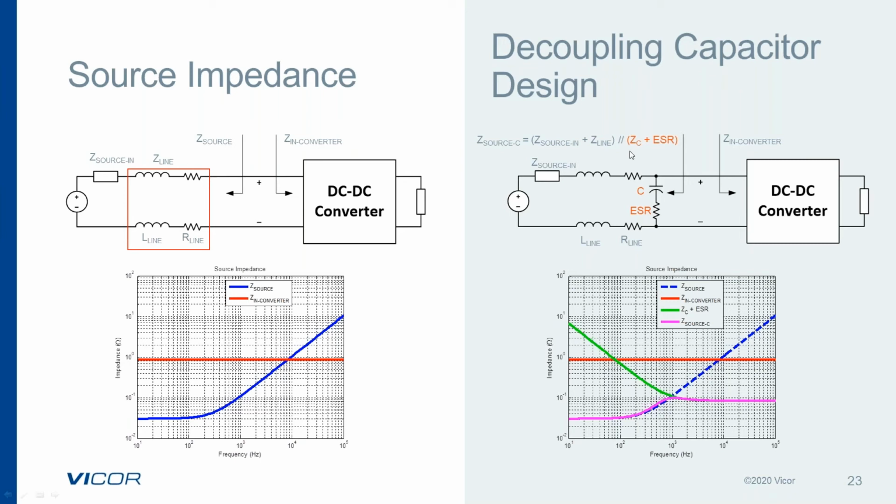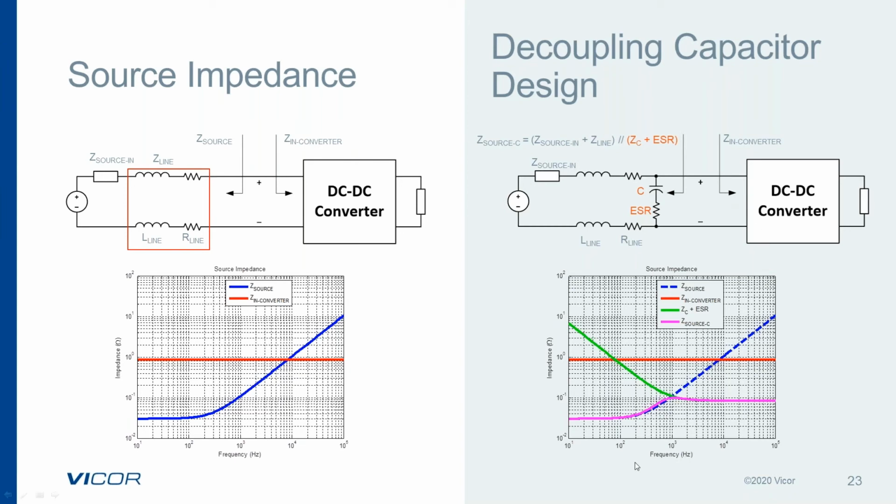So one way to mitigate this is to add a capacitor to lower that source impedance. And so we add a capacitor at the input of the DC to DC converter, or at the output of the source, and a series resistance to make sure it's well damped. And this will actually lower the source impedance such that I don't get a negative interaction between my source and my DC to DC converter.